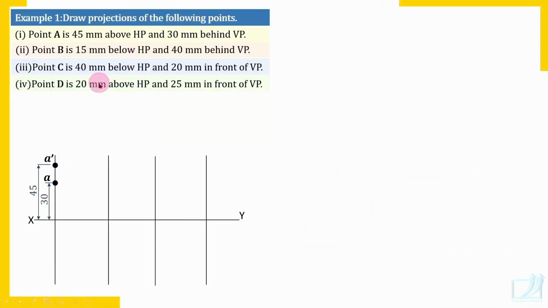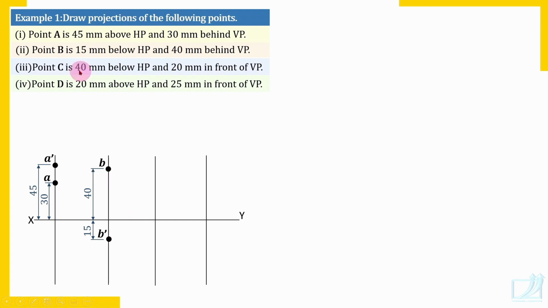Have you visualized that point A in second quadrant? No, not at all. It's not necessary at all. From drawing you should understand that. Both views are above XY line, means point is in second quadrant. It's that simple. Point B is 15 below HP. Below HP on drawing paper, below XY line. Simple. And this is distance from HP, means it is front view. Front view gives distance from HP. 40 millimeters behind VP. So measure 40 millimeters behind XY line, and that is B.